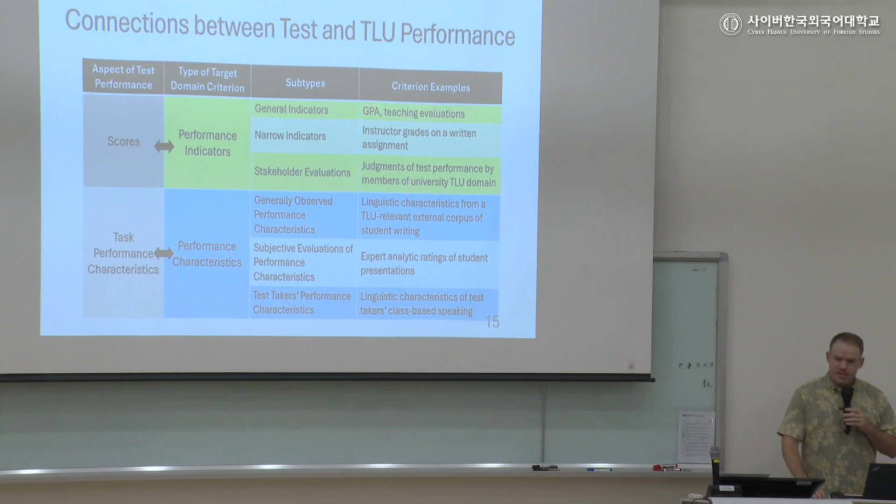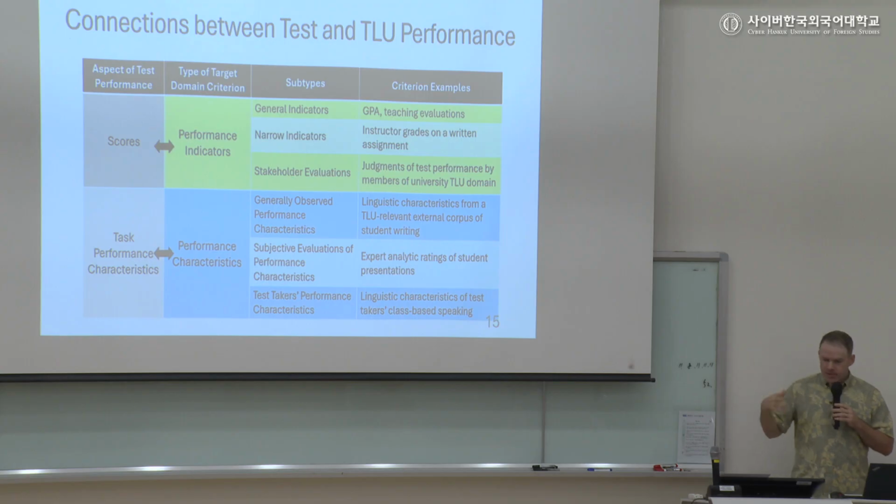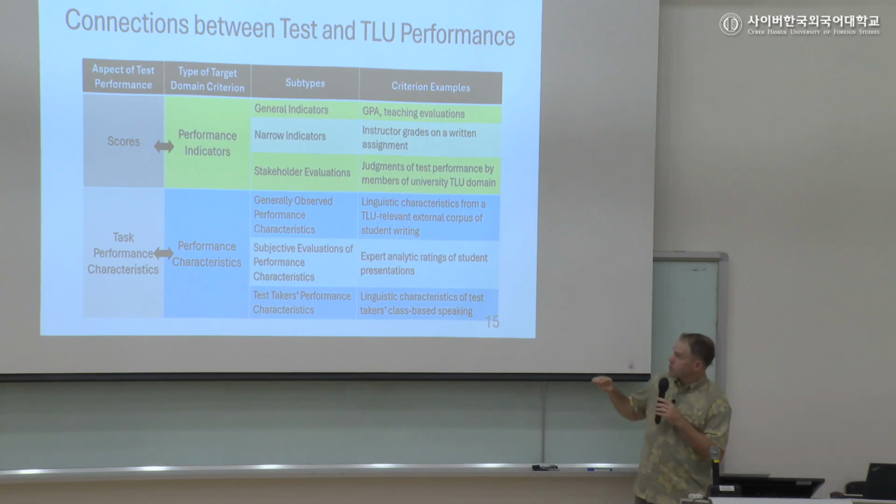And we can see, all right, so people writing assignments in English medium academia, linguistically, what do those look like? And how similar is that to what we see from test takers on the TOEFL or IELTS or some other test? But like the stakeholder evaluations from performance indicators, these don't really observe the same people in both contexts. We can also look at subjective evaluations of performance characteristics.